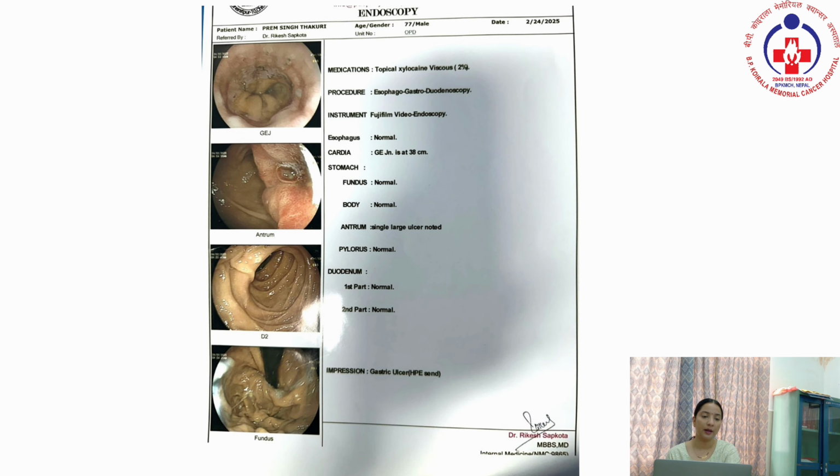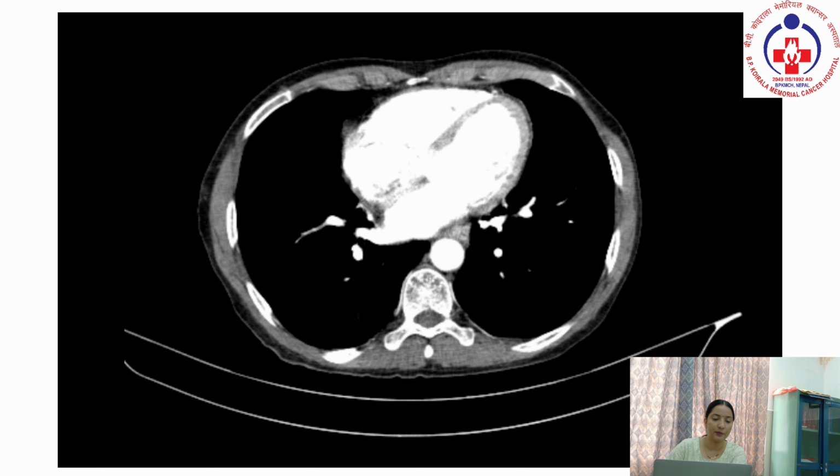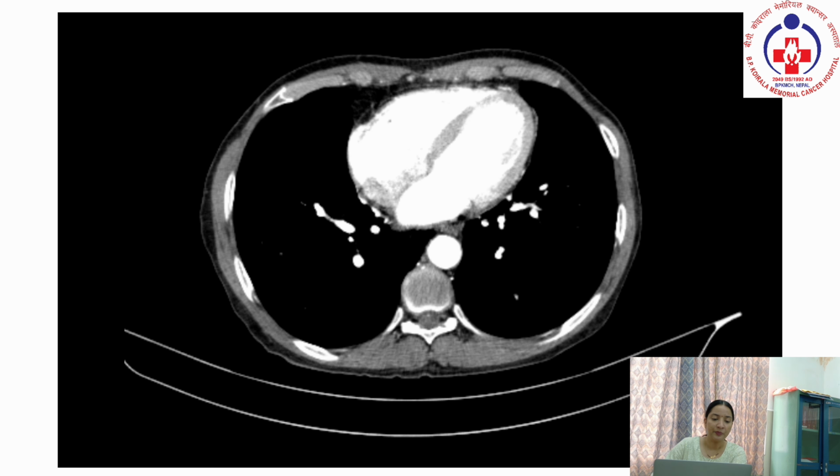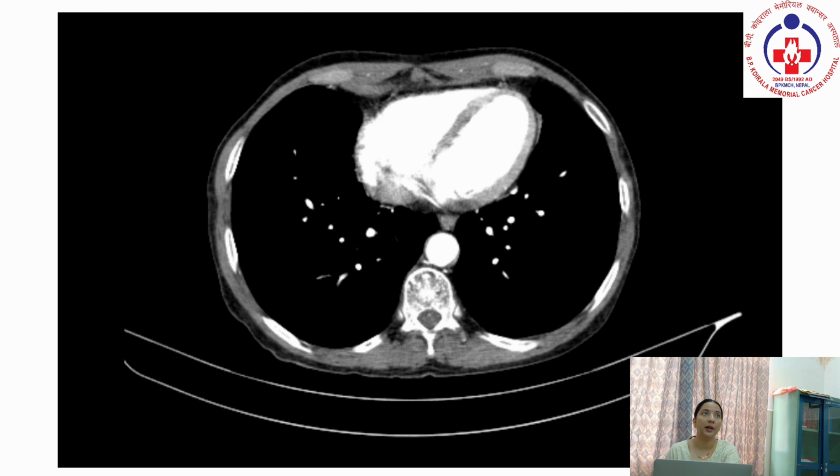After that, he underwent endoscopy. It showed a single ulcerated large lesion over the antrum, from which biopsy was taken. Biopsy showed the presence of adenocarcinoma in the ulcerated proliferative lesion. After that we performed the CT, and this is the CT scan.